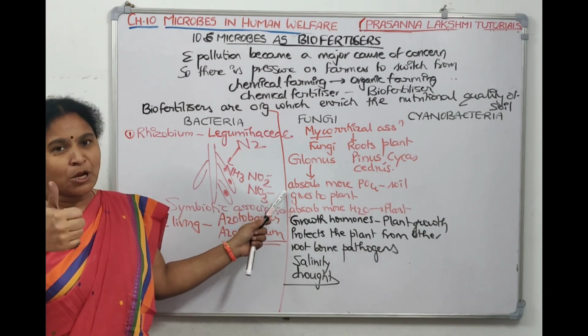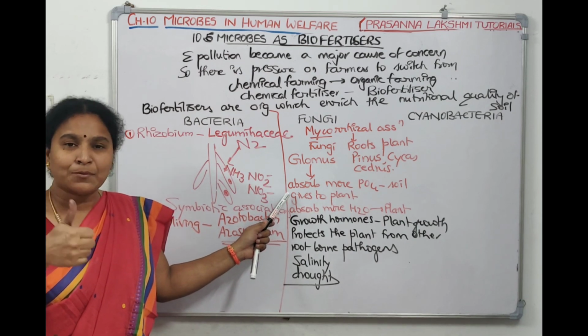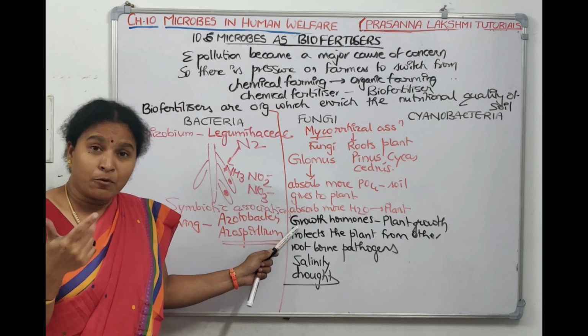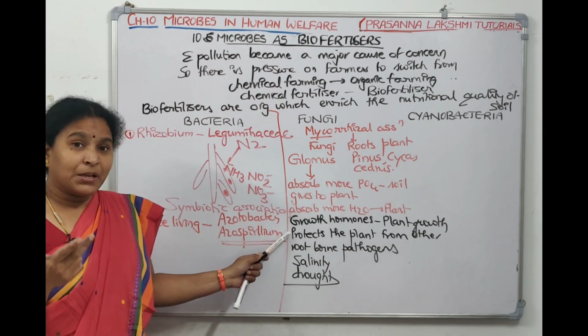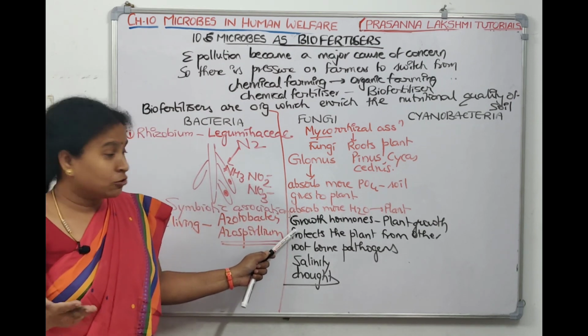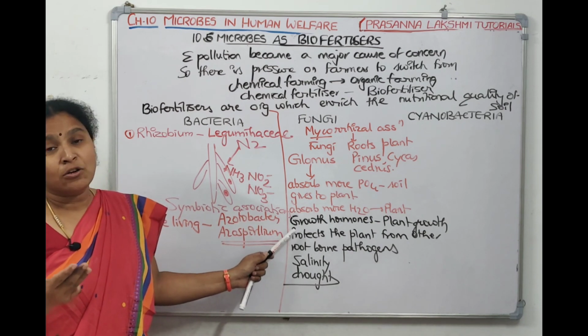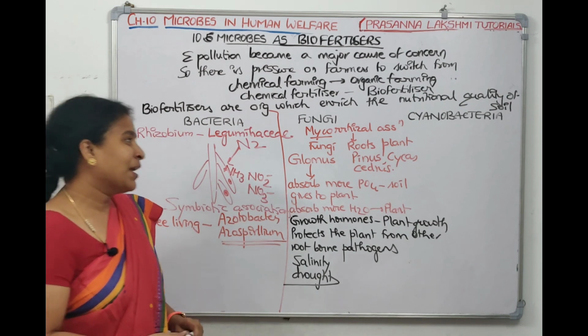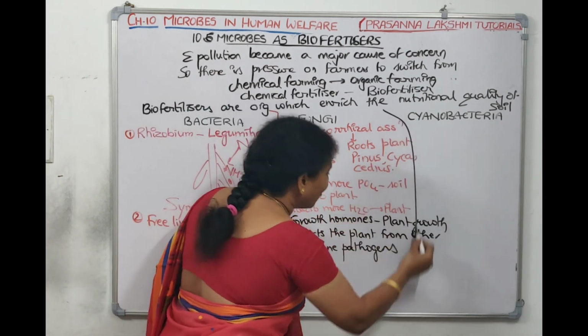How many advantages is the fungus giving to the plant? See, first it absorbs phosphorus, gives it to the plant. Second, it absorbs water, gives it to the plant. Third, it produces growth hormones and promotes the growth of the plant. Fourth, it protects the plant from other root-borne pathogens also. Next, it makes the plant tolerate salinity conditions. It makes the plant tolerate drought conditions also. Done with the fungi.